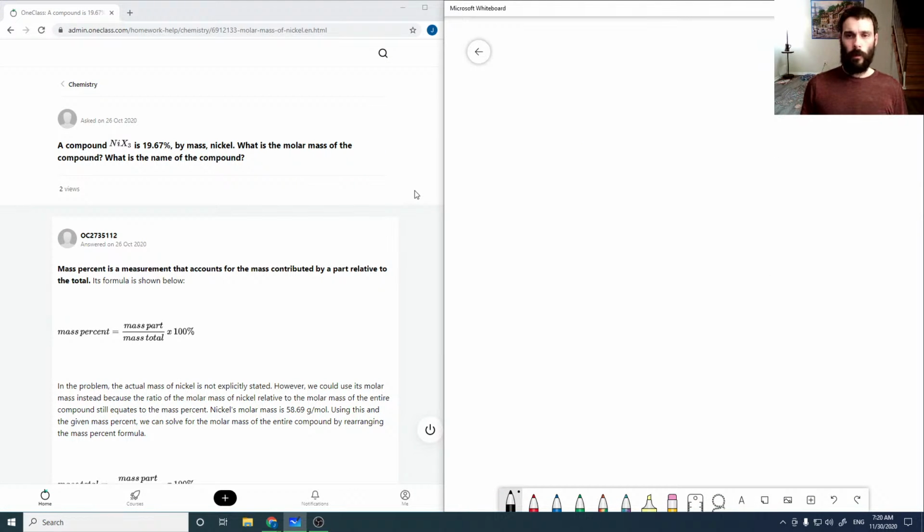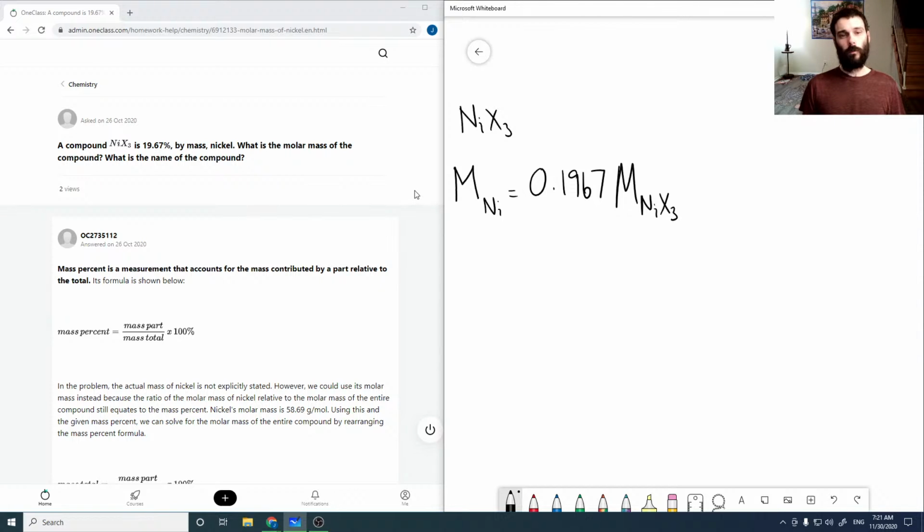Okay, a compound NiX3 is 19.67% by mass nickel. So that means the molar mass of nickel is 0.1967 times the molar mass of our NiX3 species. The mass of nickel is 19.67% the mass of the species. So it wants the molar mass of the compound and the name of the compound.